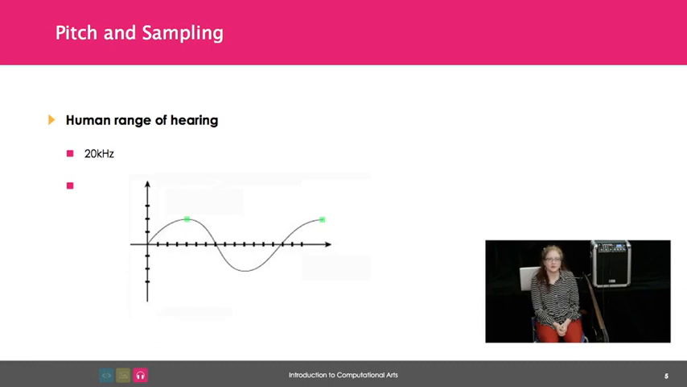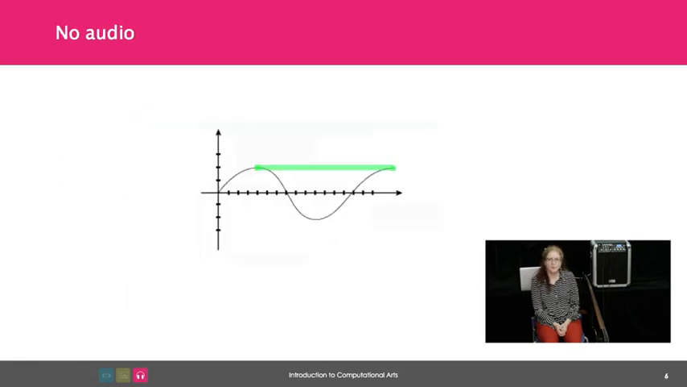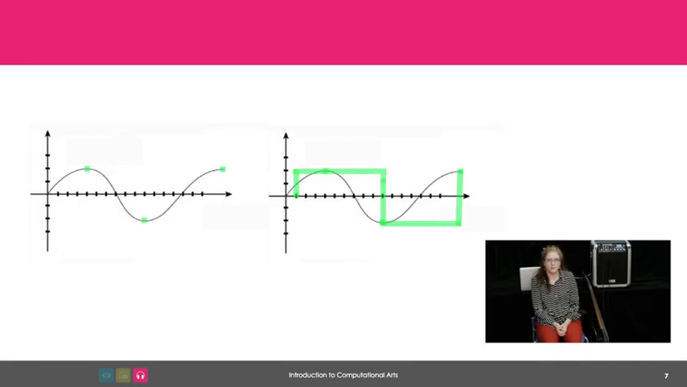Remember that the range of hearing is 20 to 20 kilohertz. Think about what would happen if we sampled a 20 kilohertz sound 20,000 times per second. We'd get basically a straight line. Remember, a wave has to go back and forth during its wavelength.